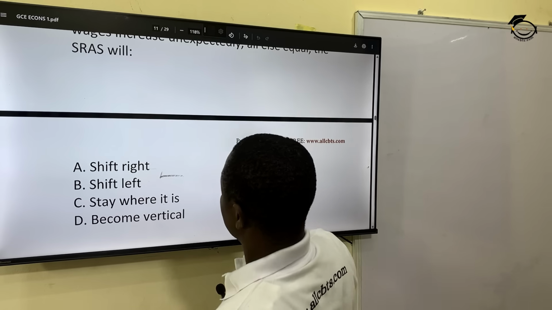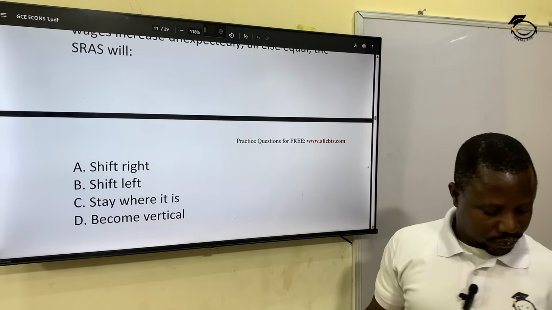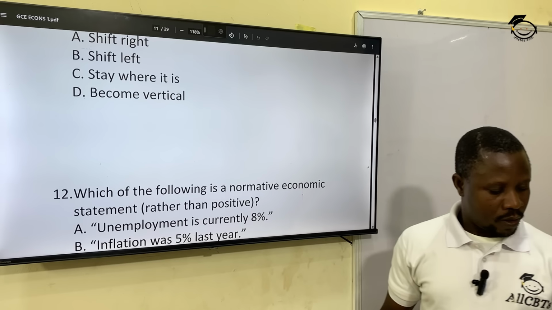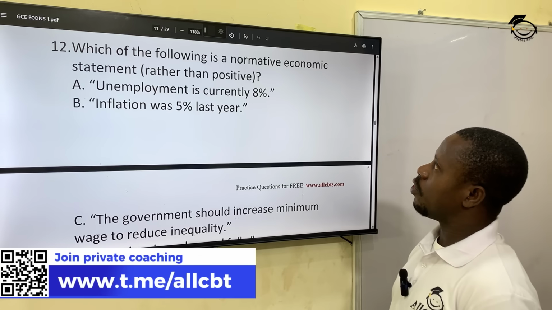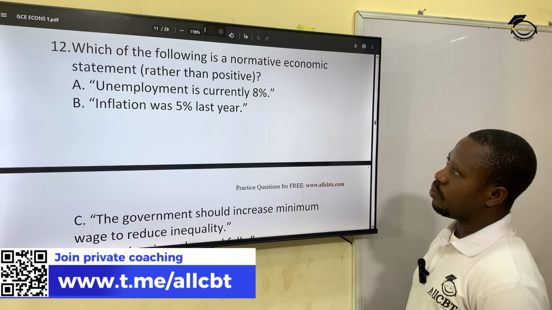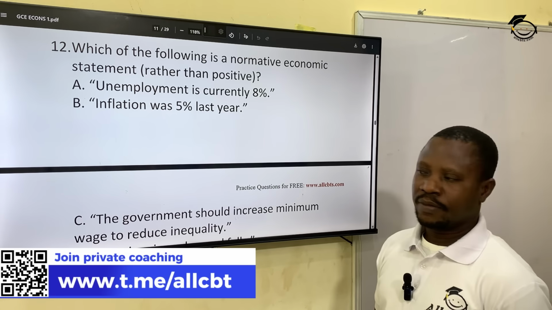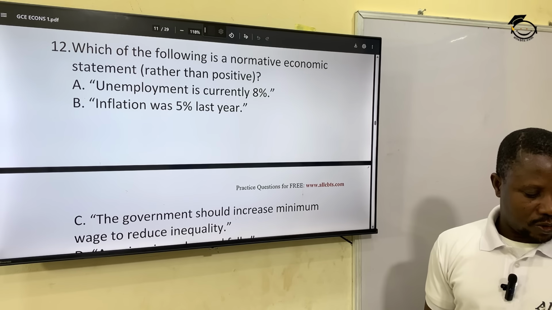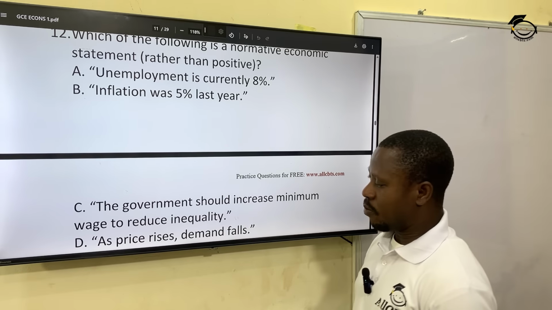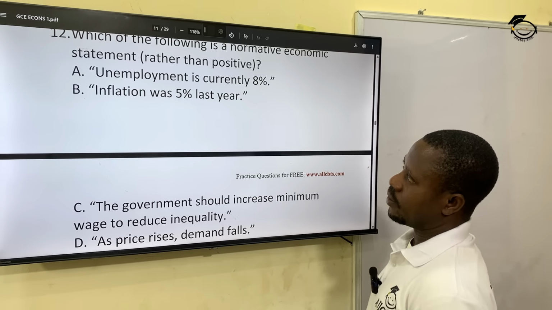Now we'll move on to the next question. Which of the following is a normative economy? The word normative means normal. What will happen normally? Okay? That's what it's talking about. Normal situation, normal reactions. All right?